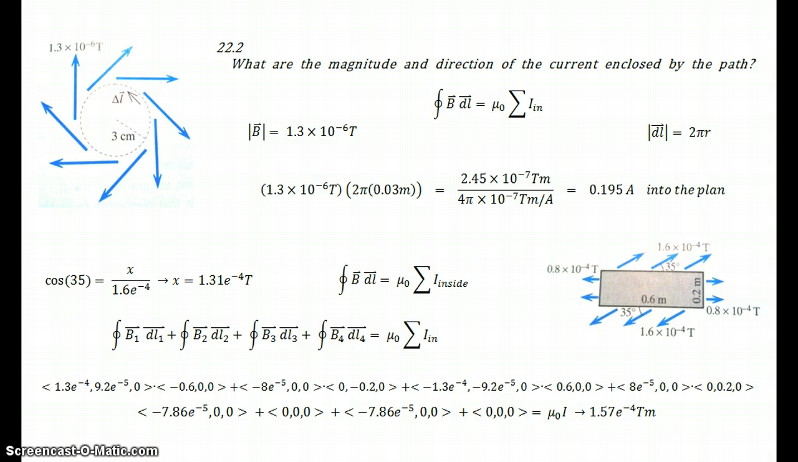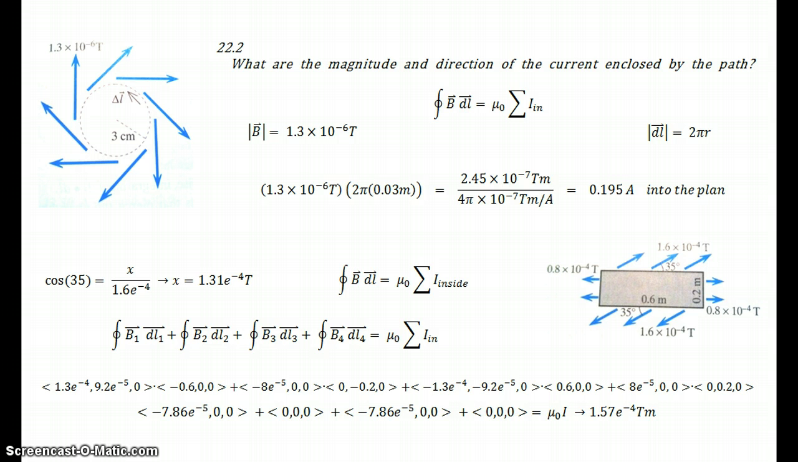First, I determine the value of B and dl in Ampere's law. I use the product of B dot dl to find mu naught times the sum of the conventional current inside. In order to find the amount of current, I needed to divide this answer by mu naught. To determine the direction of the conventional current, I used the right-hand rule, where my fingers were in the direction of the magnetic field, which meant that I was 0.195 amperes into the plane of the circular path.